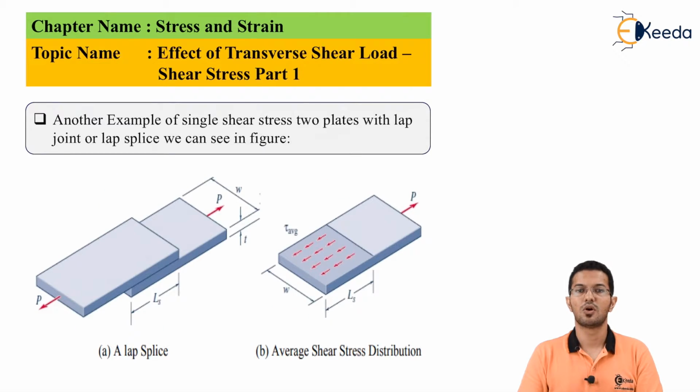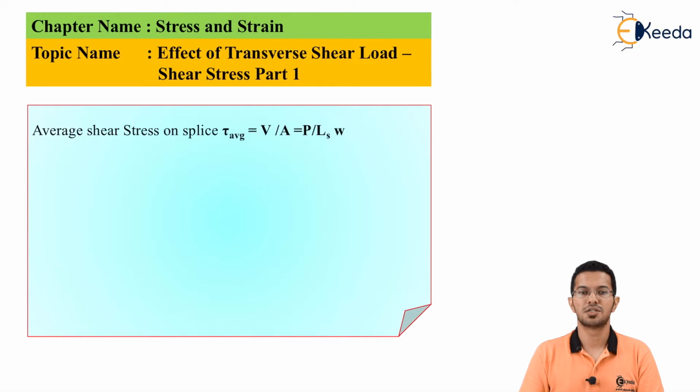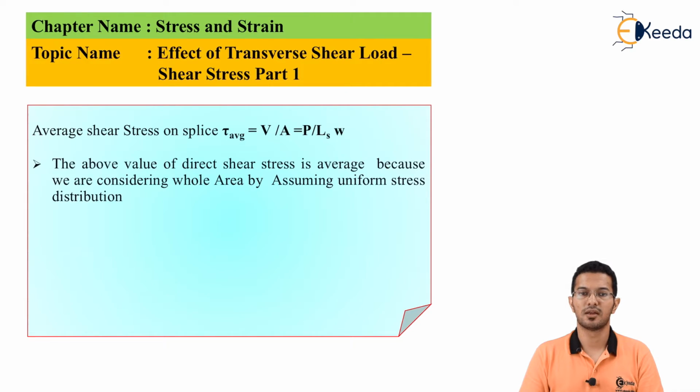The pin of pliers is an example of a single shear connection. Another example of single shear stress is two plates with a lap joint or lap splice, which we can see in the figure. In the first figure we have a lap splice, and in the second figure we have an average shear stress which has its own distribution. Average shear stress on the splice is tau average, which is equal to V upon A, which is nothing but P upon Ls into W.